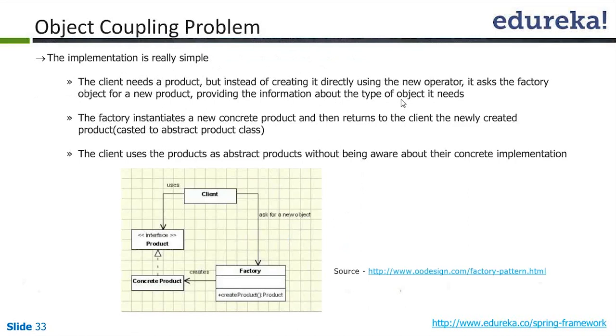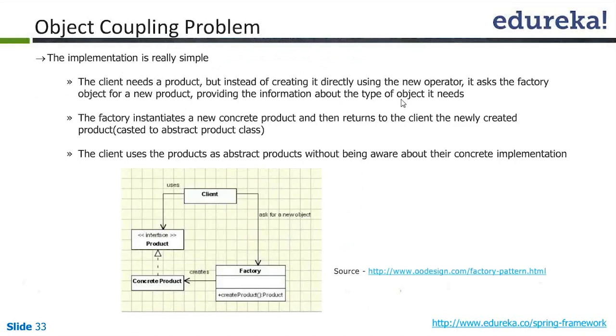The client needs a product, but instead of creating it directly using the new operator, it asks the factory object for a new product, providing the information about the type of object it needs. So this is the same case I talked about with respect to a car manufacturer, which is a factory. For example, if the user asks for I-20, it will manufacture an I-20 car and return it.